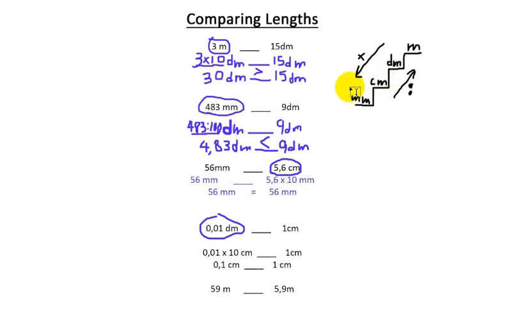And now I want to compare these two. So what's the integral part of this decimal number? The integral part is what's in front of the decimal point, so 0. Compared to 1, what's more? 0 or 1? Well, of course, 1 is more than 0. So this is greater. Perfect.